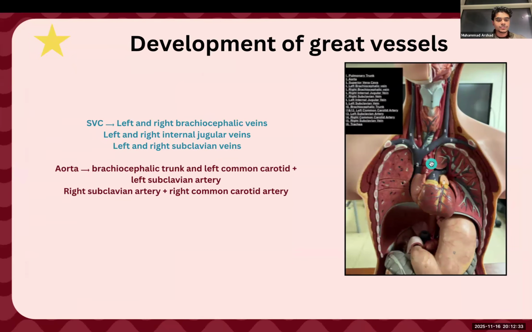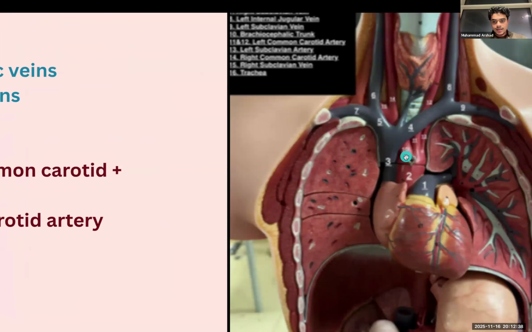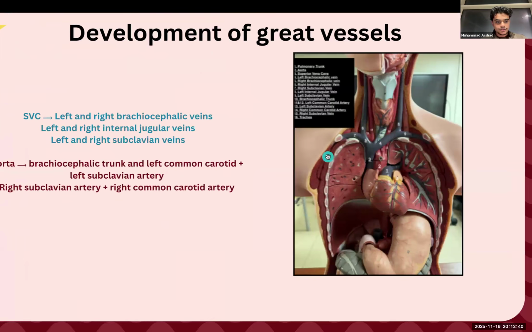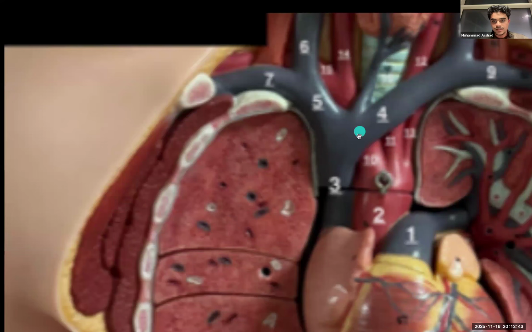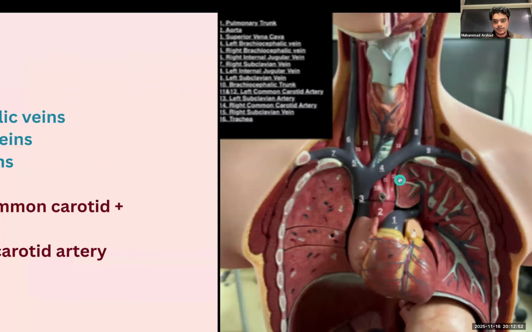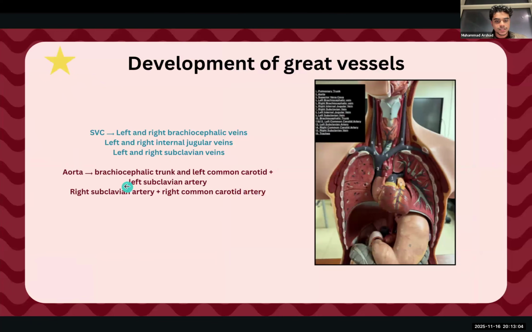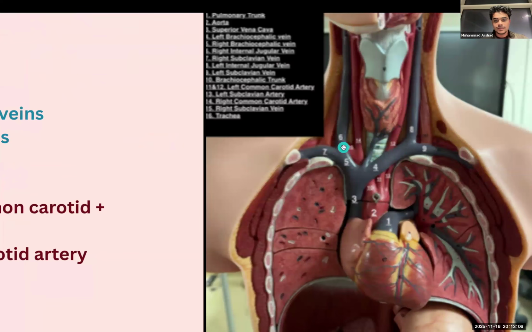And then for the arterial supply, it's a little bit different. You have the aorta. And then here on the right side, you're just going to be starting off with the brachiocephalic trunk. But on the left side, you're going to have the left common carotid artery and the left subclavian artery. Okay. So, again, aorta. And then on the left, you're going to have the left common carotid and left subclavian. And here you're going to have the brachiocephalic trunk. And then later on, the brachiocephalic trunk is going to split into the right subclavian artery and the right common carotid artery.